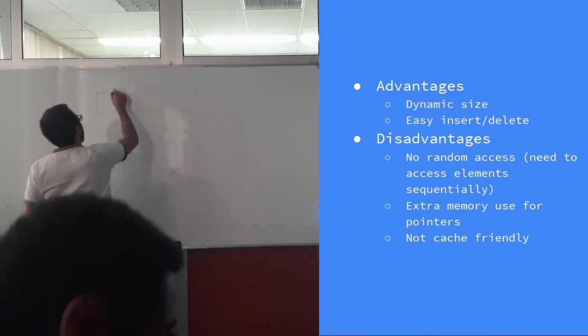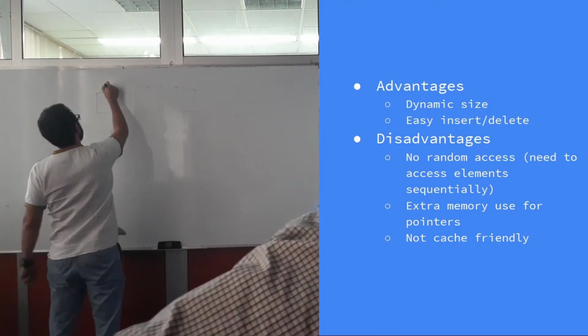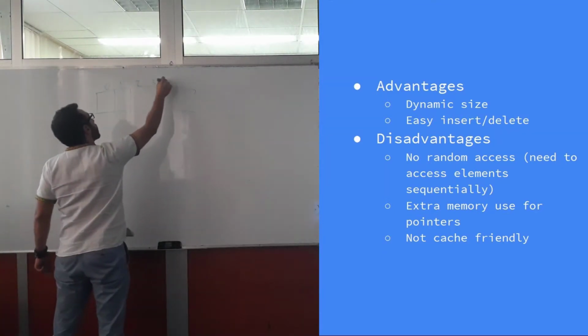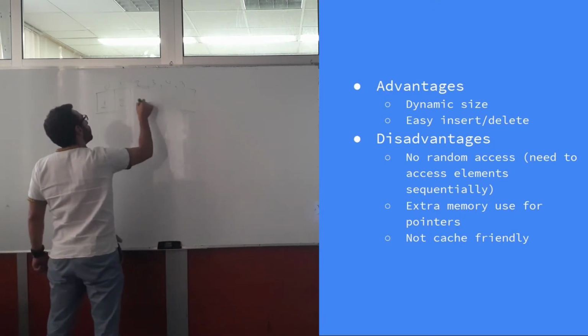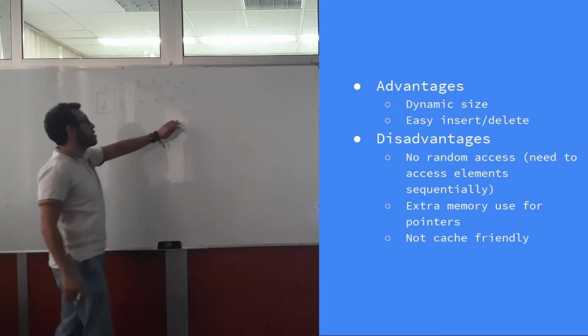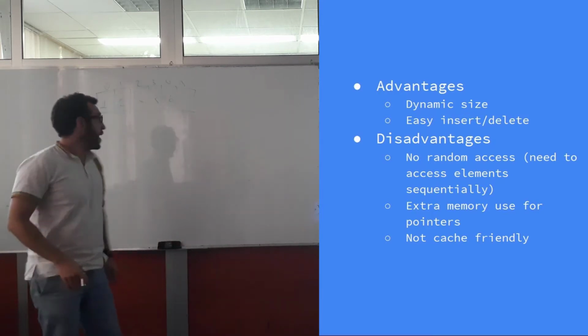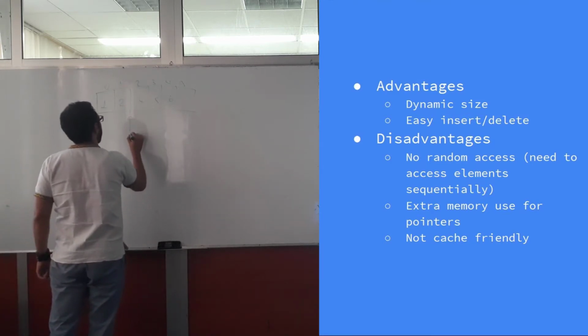Let's say this is our array, and it has 6 elements. Initially, let's say we had 1, 2, 4, 5, 6, and we don't have any element in the last position. And we want to insert 3 between 2 and 4.